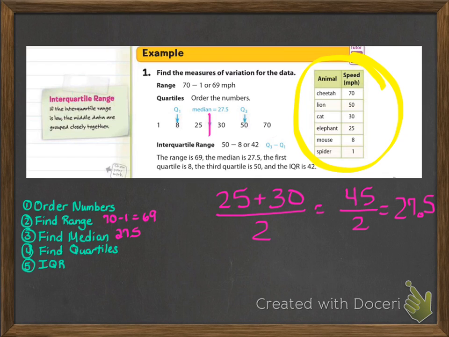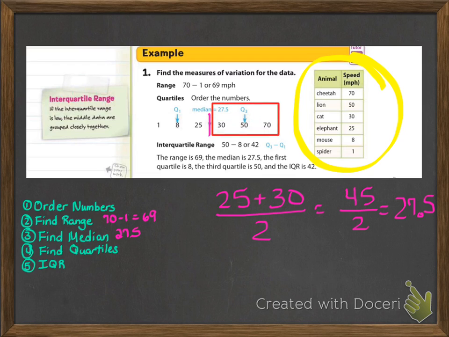Okay, so going to step 4, which is find your quartiles. We're going to find the first quartile. Remember, the first quartile is the median of the first half of your numbers. Here's the first half of my numbers. There are only 3 numbers there: 1, 8, 25. The number in the middle is 8, and you can see they indicated that with a Q1.